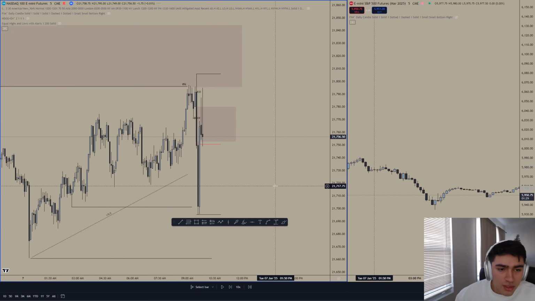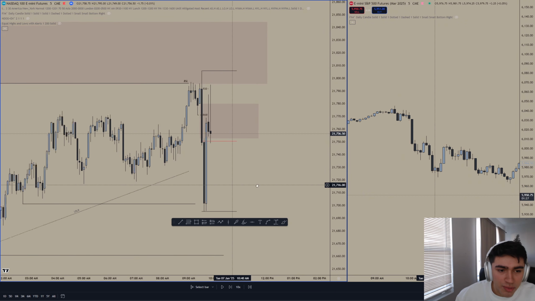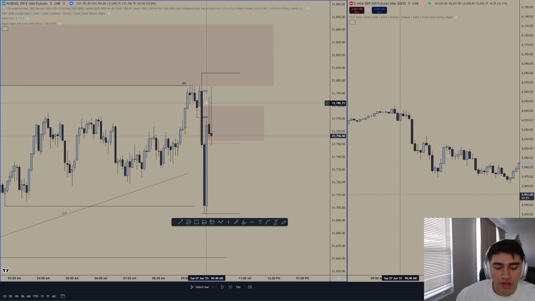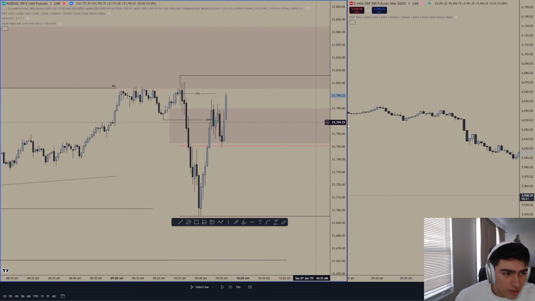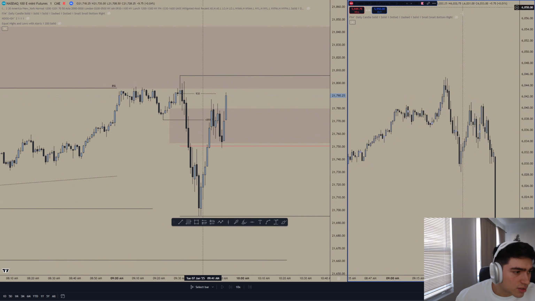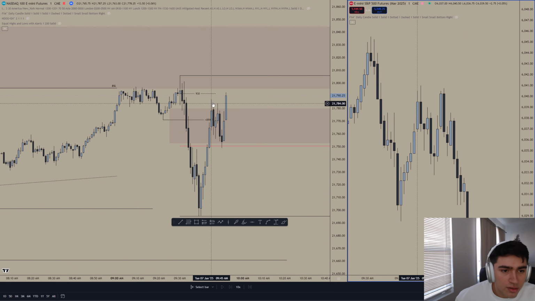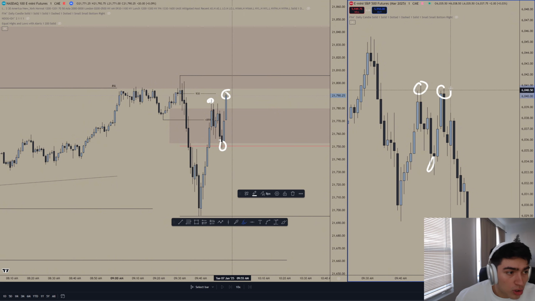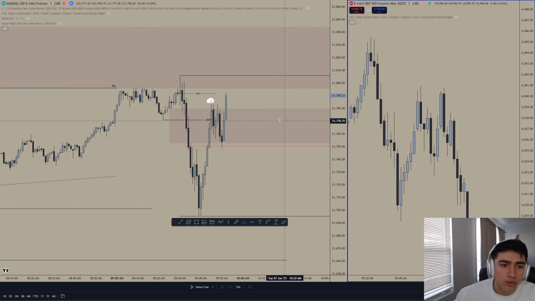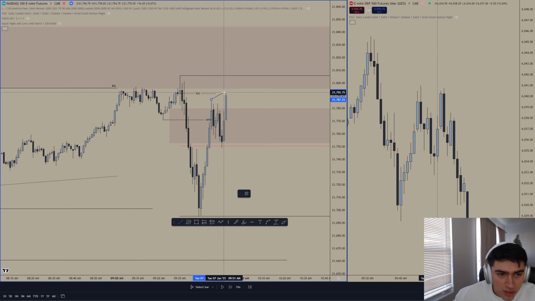Again, so what do we have here? We get the displacement, and now what do we have? Another range and another condition. So what do I want to see happen again? Well, I want to see another sweep here. And what do we get here on ES? What do we have? On NQ, we have a high, a low, to a higher high. On ES, we have high, low, lower high, right? So that is a bearish SMT.